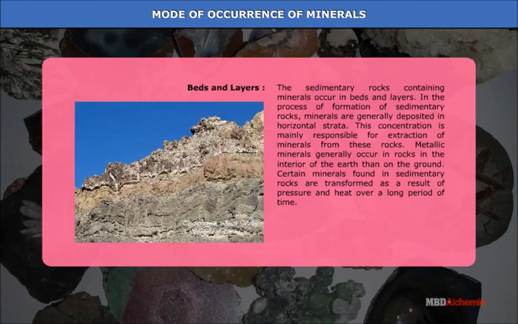Beds and layers. The sedimentary rocks containing minerals occur in beds and layers. In the process of formation of sedimentary rocks, minerals are generally deposited in horizontal strata. This concentration is mainly responsible for extraction of minerals from these rocks. Metallic minerals generally occur in rocks in the interior of the earth than on the ground. Certain minerals found in sedimentary rocks are transformed as a result of pressure and heat over a long period of time.